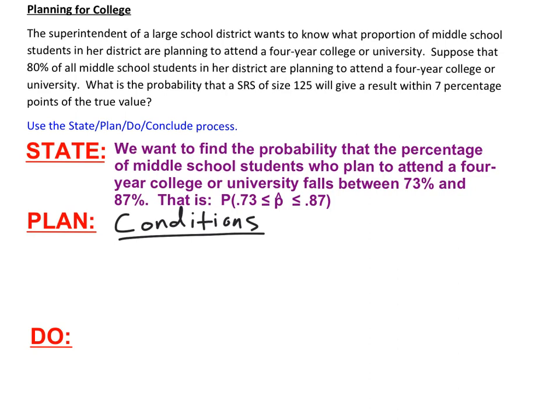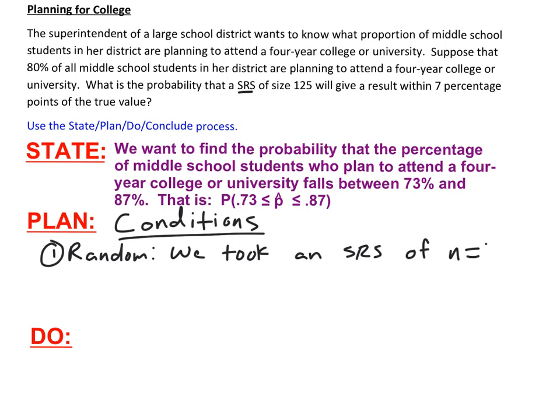So condition number 1 is called the random condition, where we should look through the problem and make sure that it tells us that our sample of 125 was taken randomly, and it does. So I just need to write one sentence that we took an SRS of n equals 125.